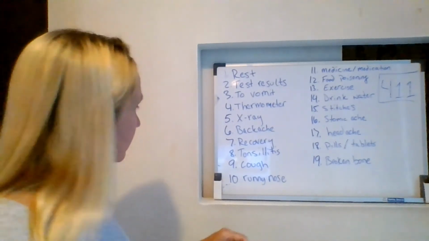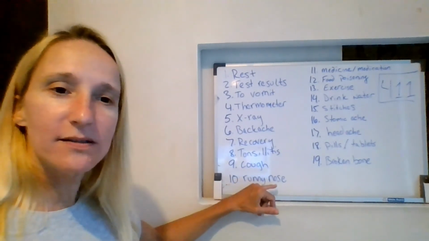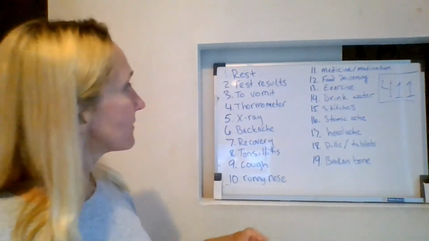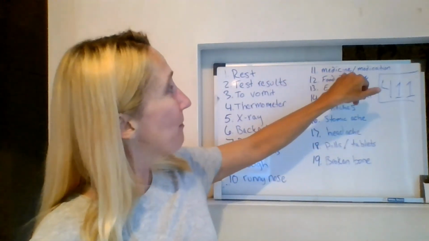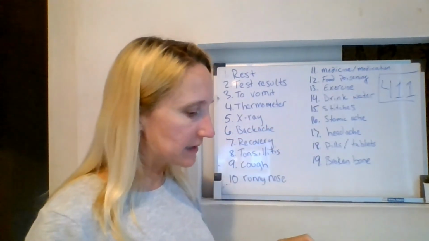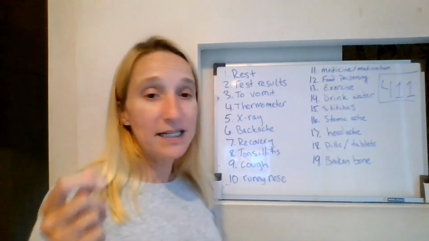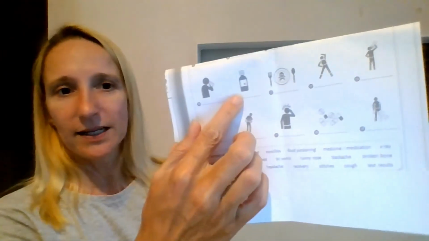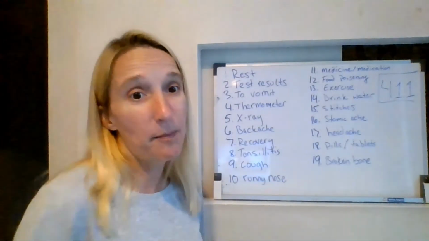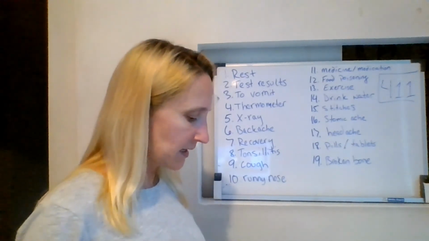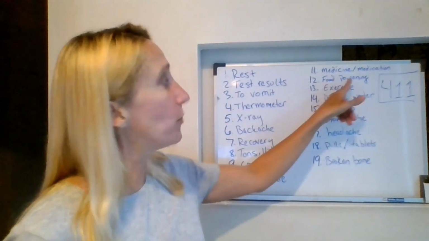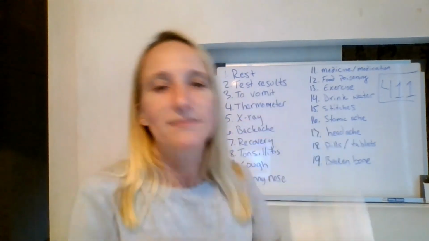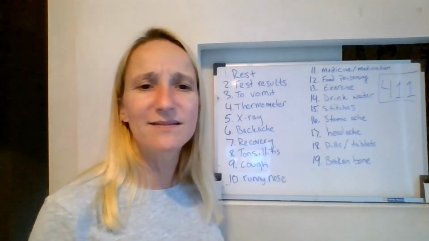Number 10, runny nose. Runny nose, when you have to blow your nose. Number 11, medicine or medication. Sometimes it's a pill, sometimes it's a liquid. This showed a liquid, but sometimes it could be a pill. Who knows? Number 12, food poisoning. And you can tell because it has that X. Don't eat it. It's poison. It's food poisoning.